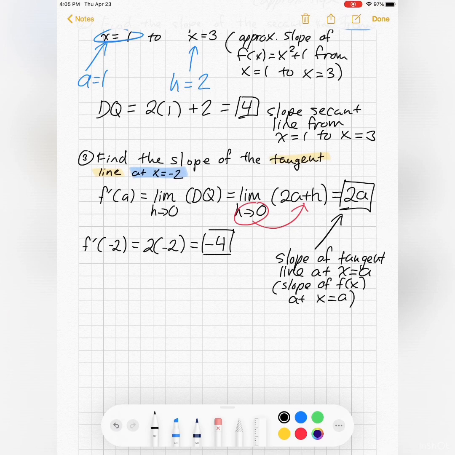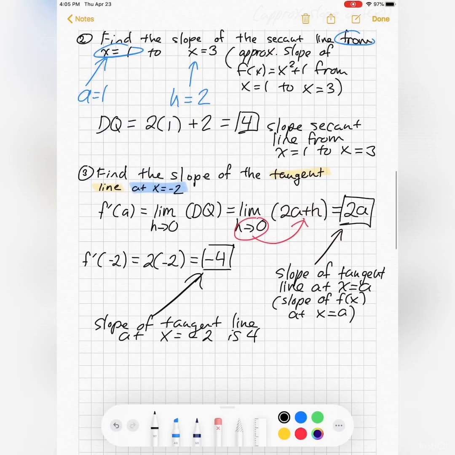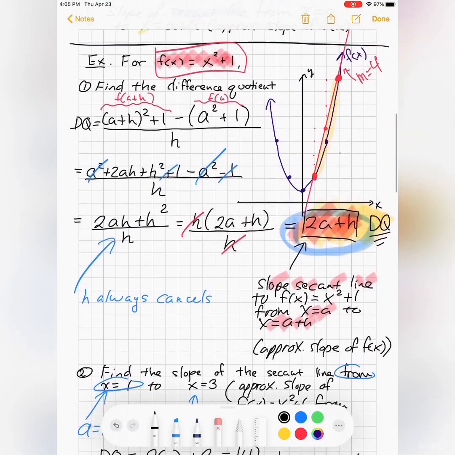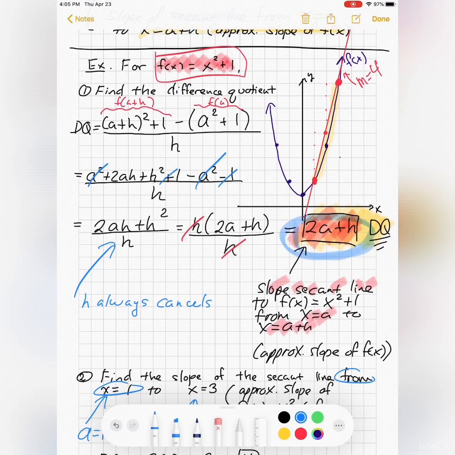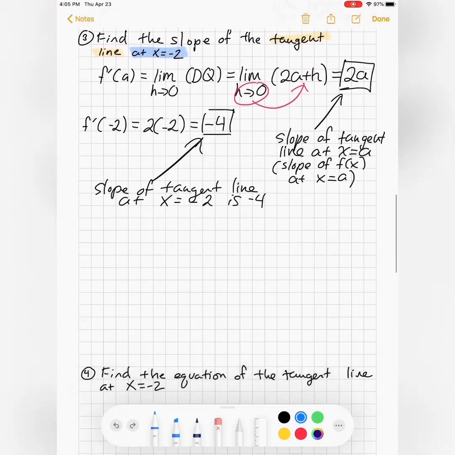Okay, so the slope of the tangent line specifically at x equals -2 is 4. Or -4, oops. If I look back at the graph, here's -2. So we're saying if I draw that tangent line, its slope should be -4. Well, seems reasonable. Let's see what the next part is.